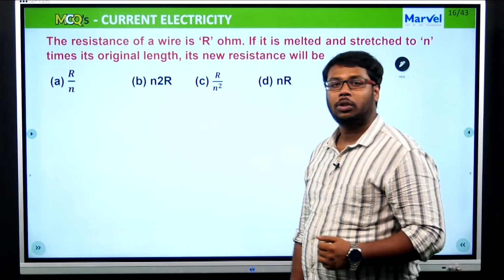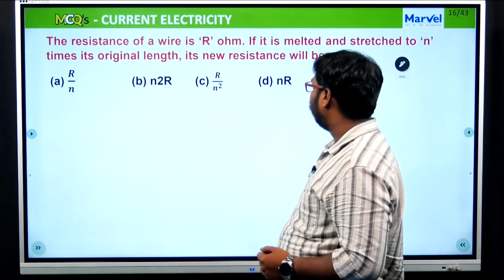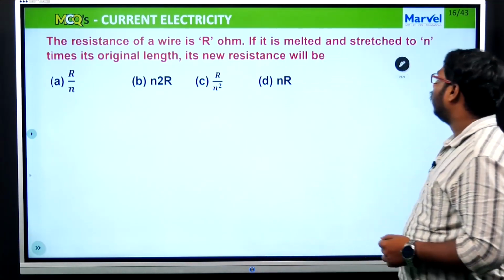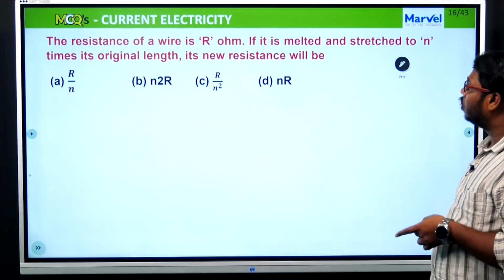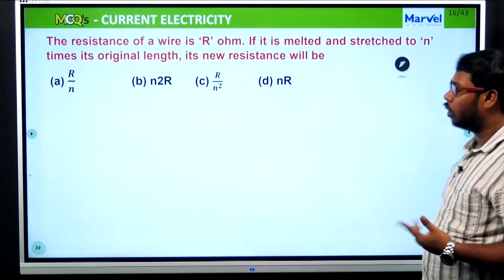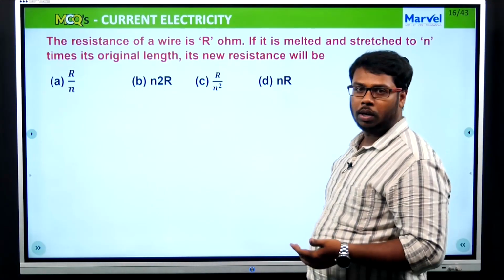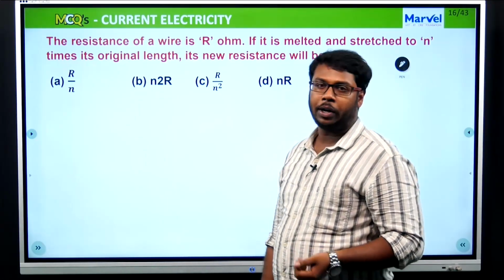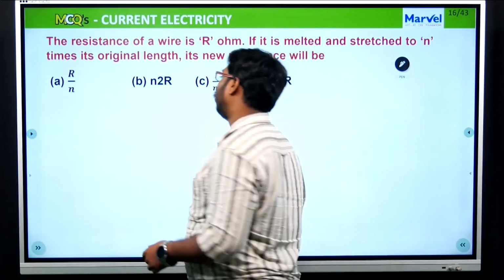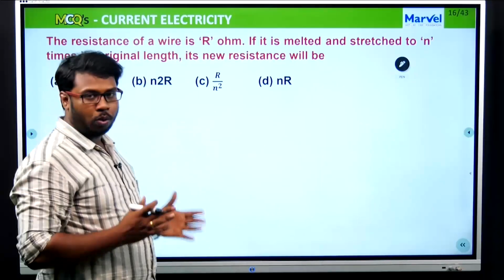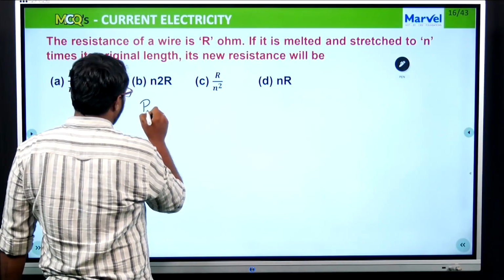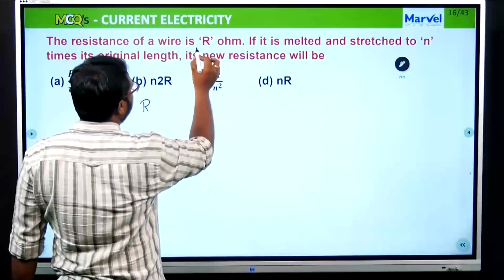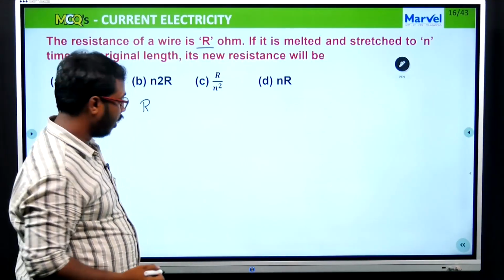The first question goes like this: the resistance of the wire is capital R ohms. If it is melted and stretched to n times its original length, its new resistance will be. So here it is something like a dual data problem. What I am going to do is set two equations and solve it. R is the resistance of the wire before melting down.